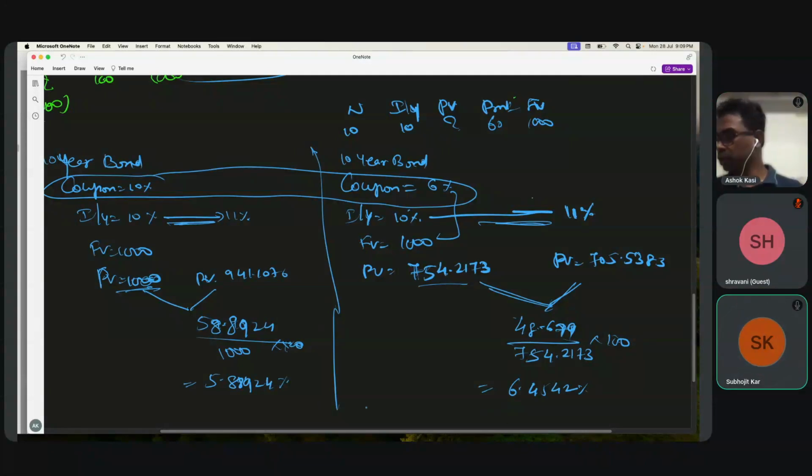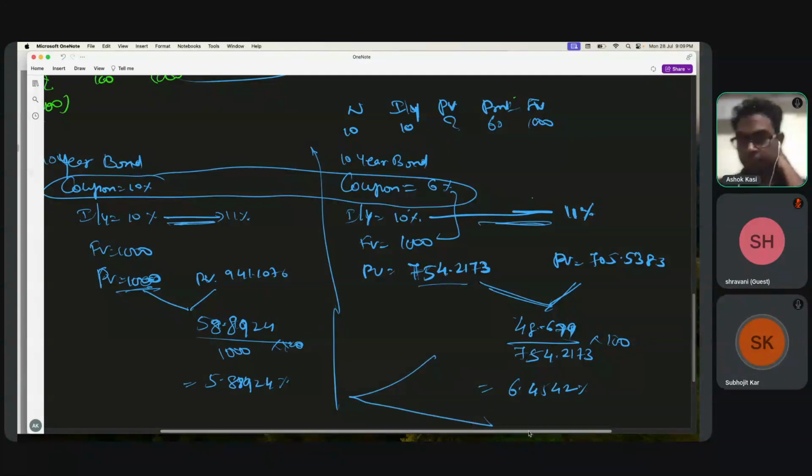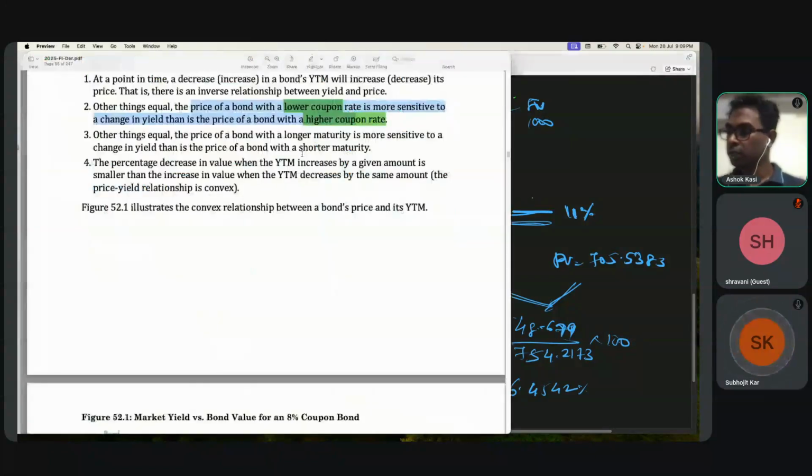So which is more sensitive? The one which has less coupon, the right hand side. So that means lower coupon is more sensitive. So that is the derivation for the second point. The price of the lower coupon bond is more sensitive to change in yield than the price of the higher coupon bond.